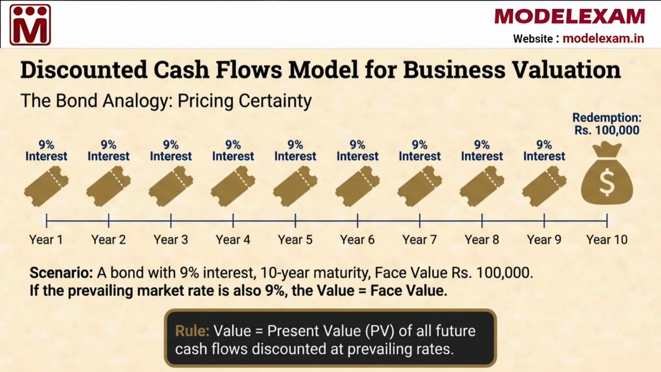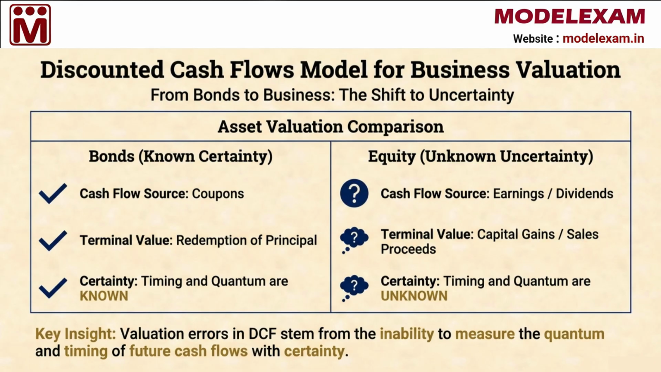Imagine you buy a bond that pays 9% interest every year for 10 years. At the end of those 10 years, the bond matures and you get back the face value of 1 lakh rupees. If the current interest rate in the market is also 9%, the value of that bond today is exactly equal to its face value. The rule here is simple. Value equals the present value of all future cash flows discounted at the prevailing rates.